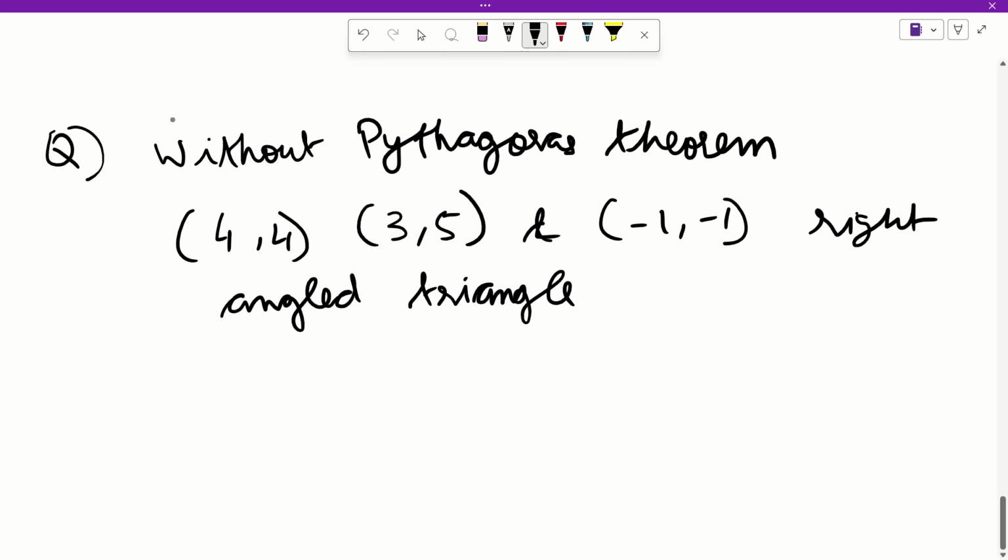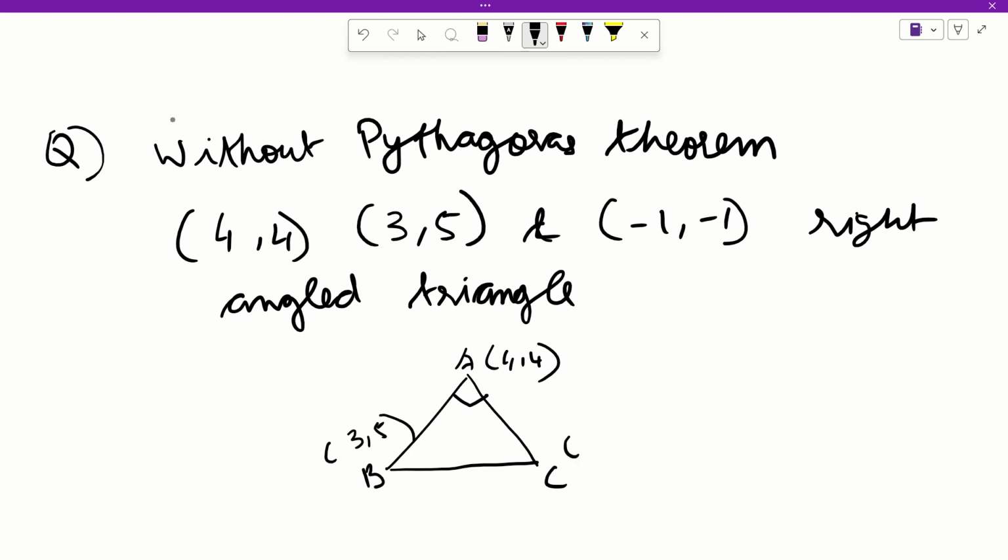Let's say first of all I'm going to represent this as a normal triangle. Right angle triangle means one of the angles should be 90 degrees. That's the logic, right? Let's say this is A, B, C. A is given by (4, 4), B is given by (3, 5) and C is given by (-1, -1). We need to show that we have 90 degrees here.